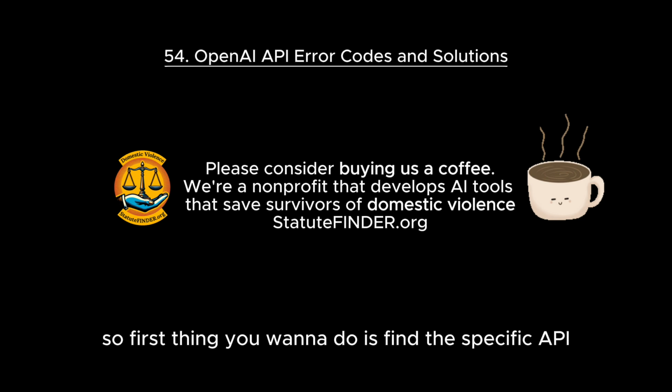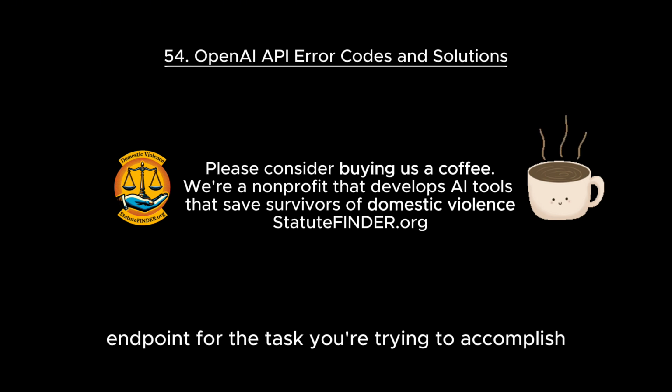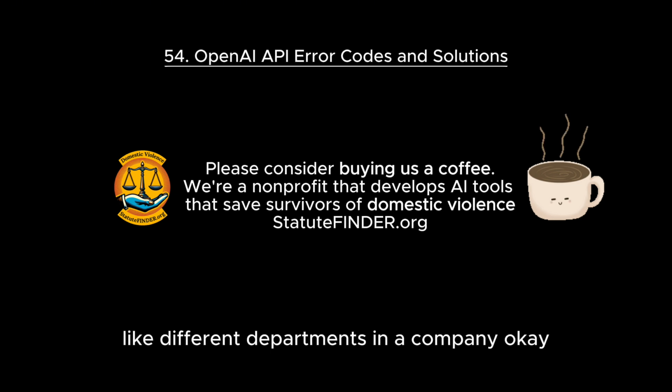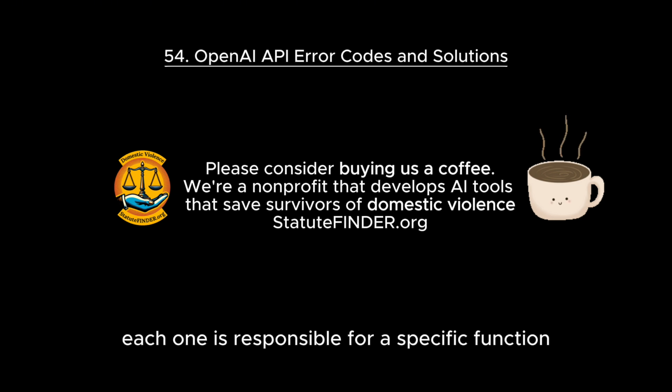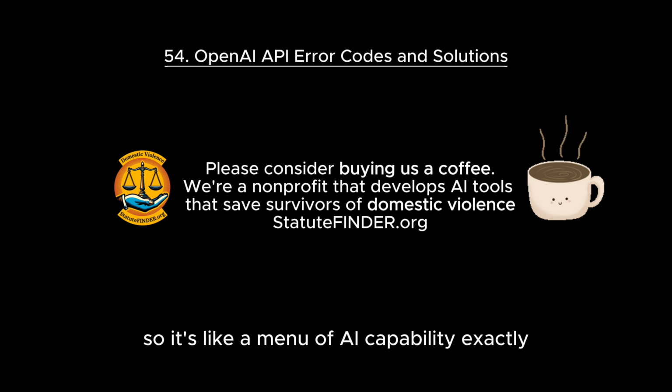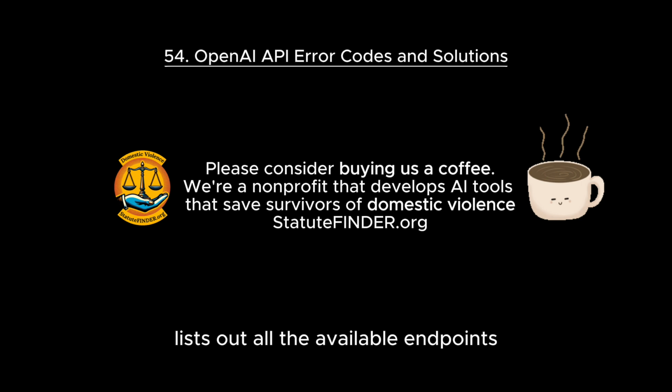So the first thing you want to do is find the specific API endpoint for the task you're trying to accomplish. You can think of endpoints like different departments in a company. Okay. Each one is responsible for a specific function. Like if you want to generate text, there's a text generation endpoint. If you want to translate languages, there's an endpoint for that. Okay, so it's like a menu of AI capabilities. Exactly. And the documentation lists out all the available endpoints and tells you what each one does. So that's where you start.